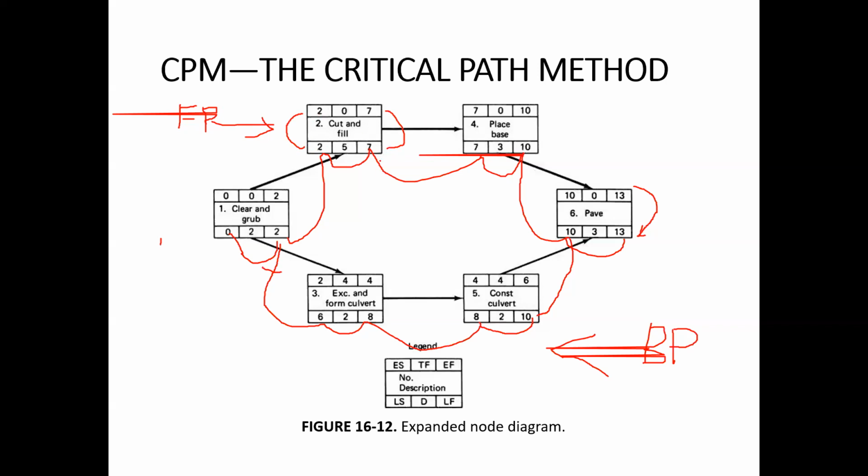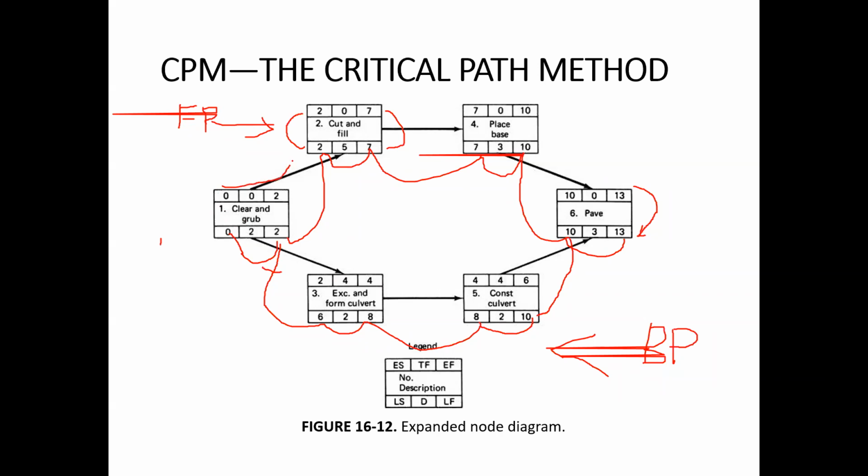So 2 minus 2 is 0, 7 minus 7 is 0, 7 minus 7 is 0, 10 minus 10 is 0. Okay, this is 0 also. But for this, 10 minus 6 is 4, 8 minus 4 is 4, should be same. So here it is 4, here it is 4. So now we can see which activities are critical. So this is the critical path.